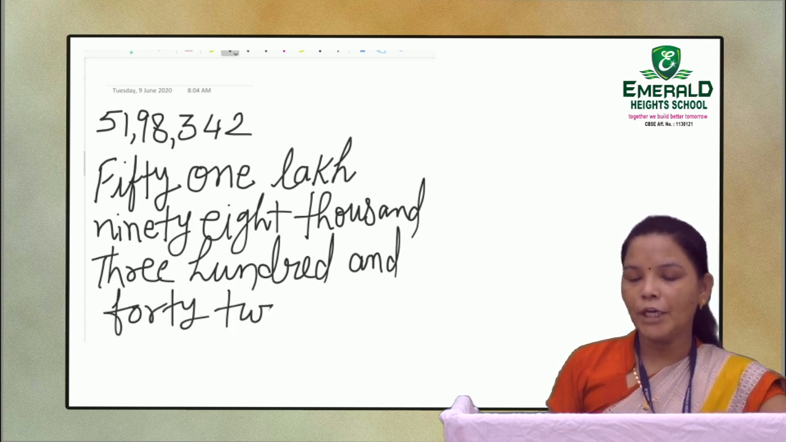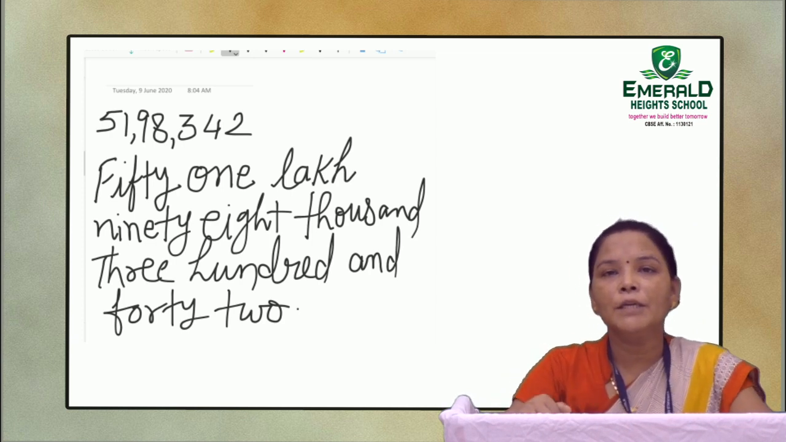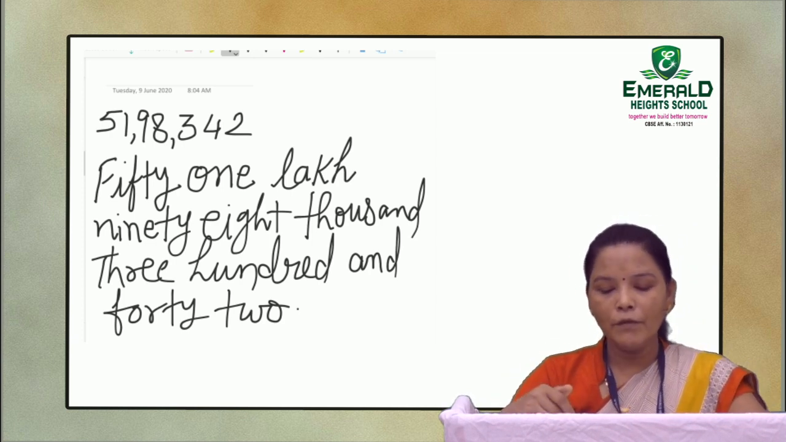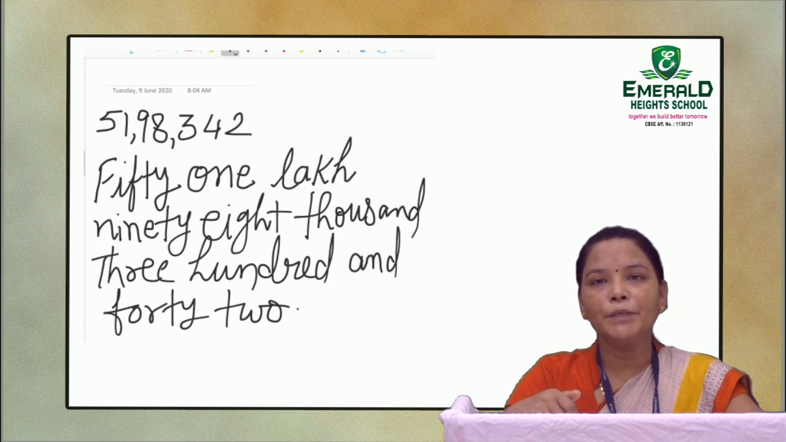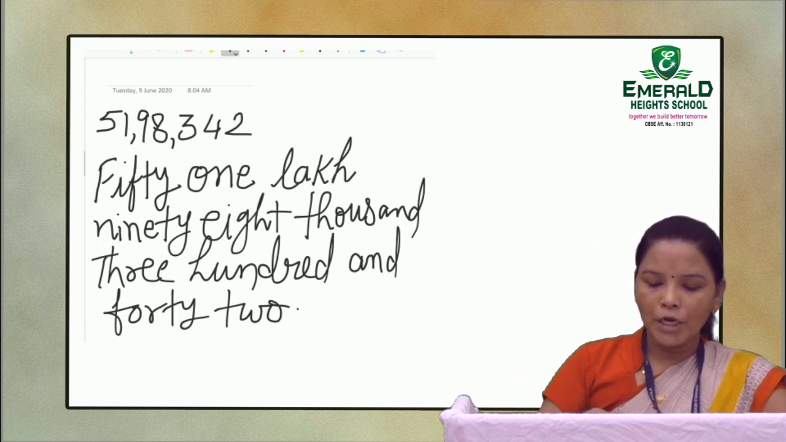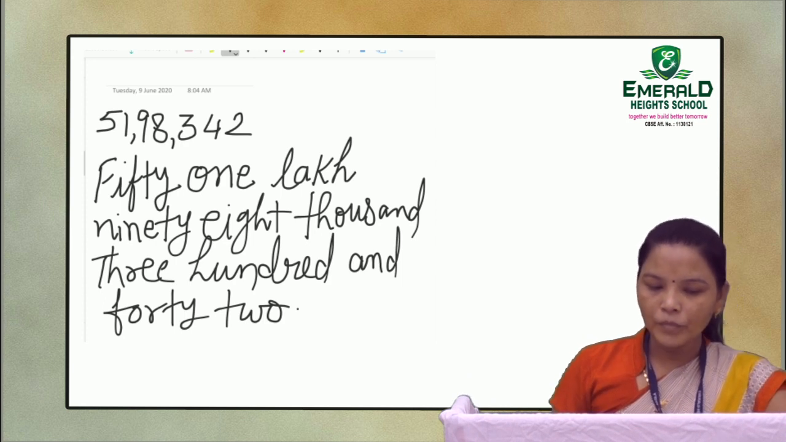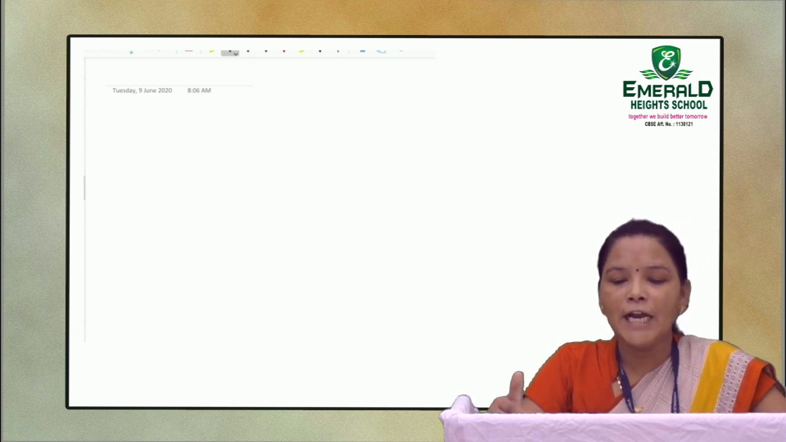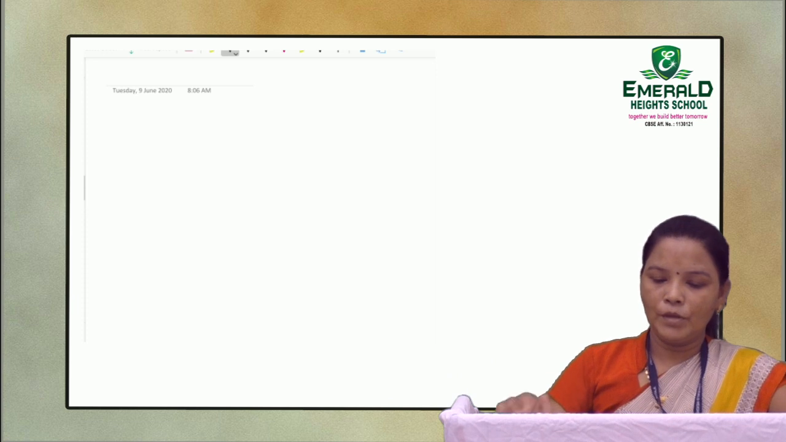So in this way we can arrange a 7-digit number in the Indian place value system, put up the commas according to the period, and read and write the number. Now we will see how to arrange 8-digit and 9-digit numbers.